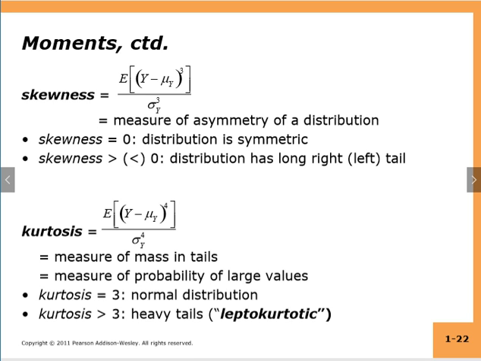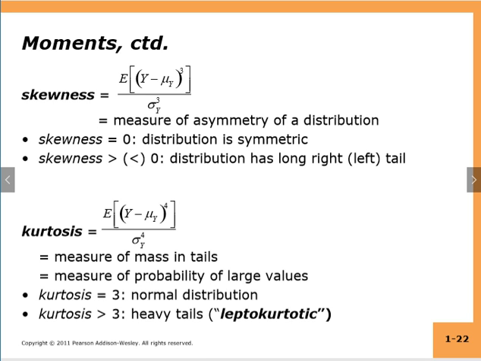So the kurtosis is really a measure of mass in the tails, even though some books call it the measure of peakedness. That is, does it go up and come down in a gentle way, or does it go up very sharply and come down like that? So it is a measure of how much you can expect very large outlier values, a measure of mass in the tails, a measure of probability of large values. So for a normal distribution, the kurtosis is 3.